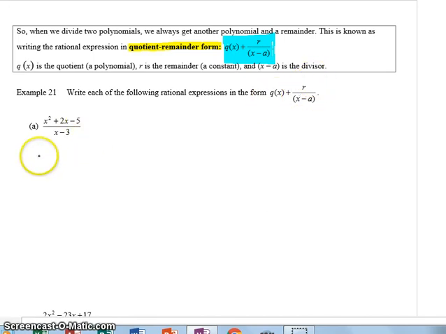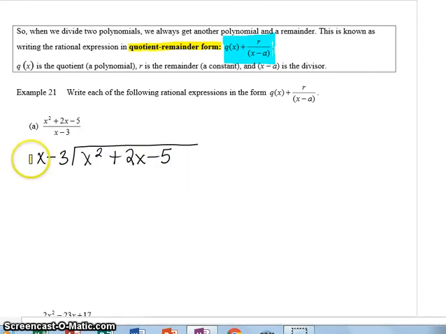So ready? I'm going to take x minus 3, that's my divisor, and it's going to be divided into my x squared plus 2x minus 5. Remember, that's the dividend. Alright, so now you're going to say, how can an x change to an x squared? What do I multiply x by to change it to x squared? Just an x.